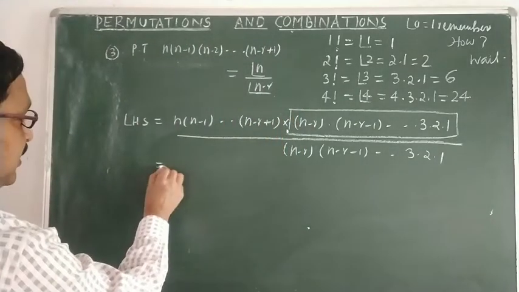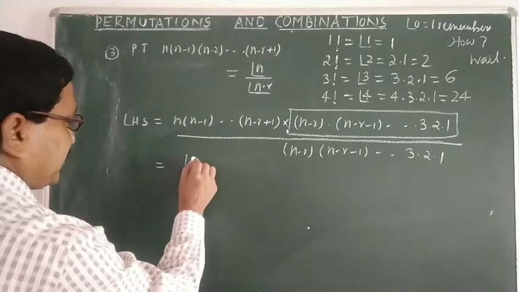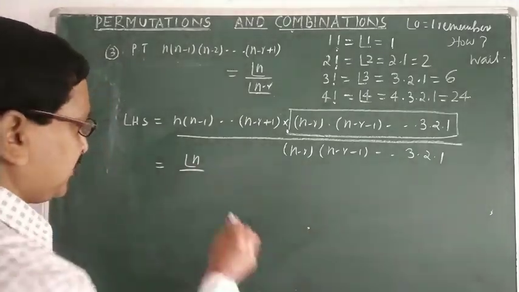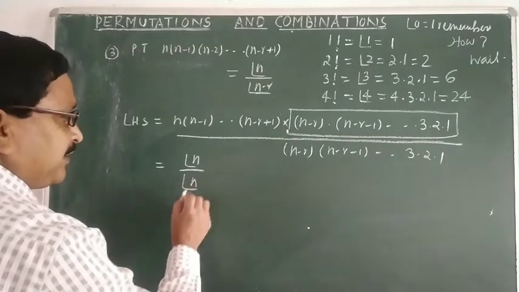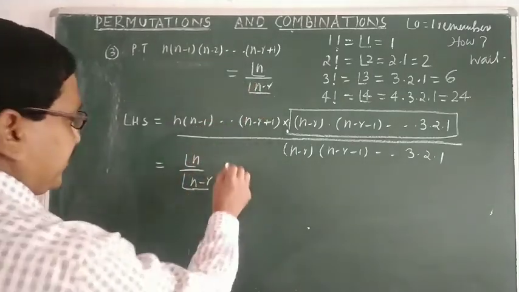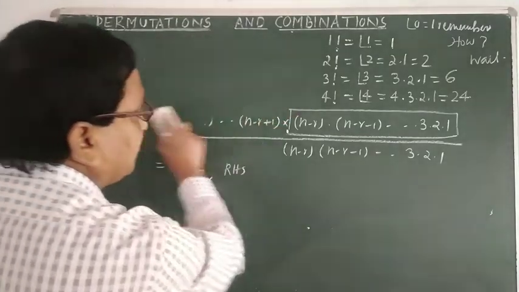Now this is starting from n and ending at 1, so this is called factorial n upon, this is starting from n minus r and ending at 1, so this is called factorial n minus r. So RHS is proved. Next problem.